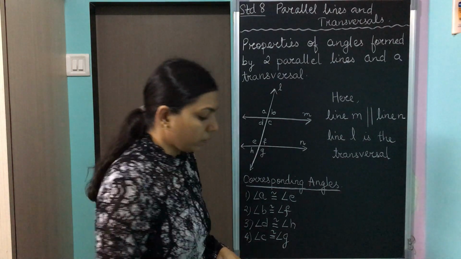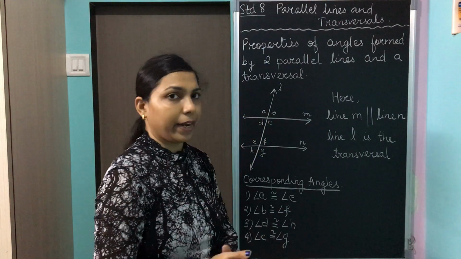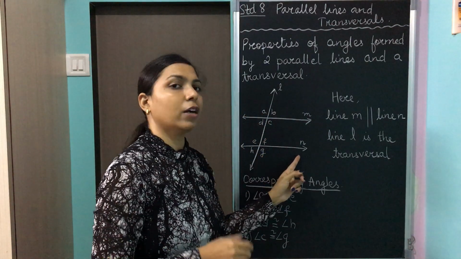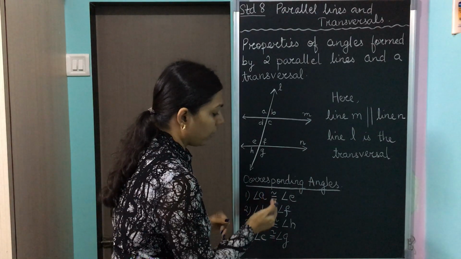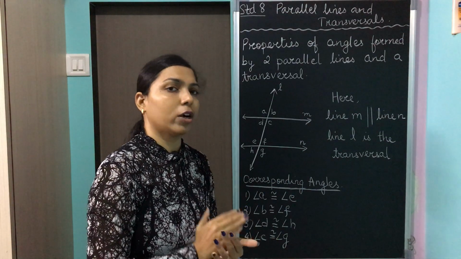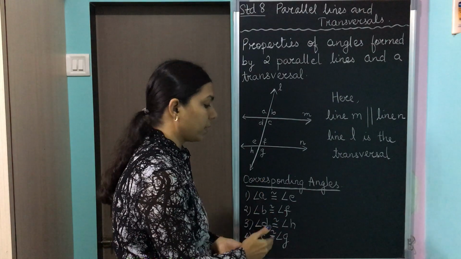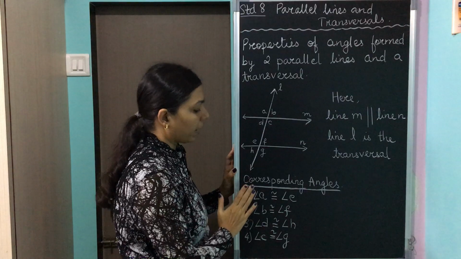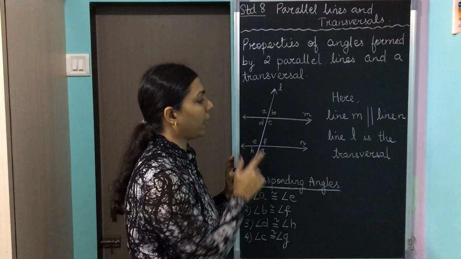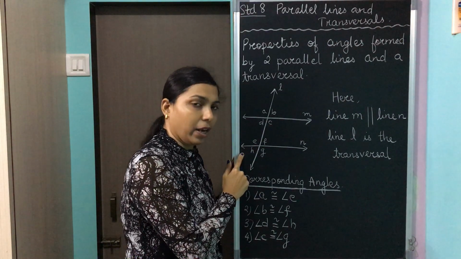This particular property is only valid if your lines are parallel to each other. If they are not parallel, then the corresponding angles are not congruent, not equal to each other. They are equal only if the lines are parallel to each other.